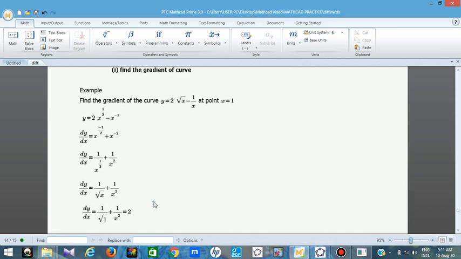So that means the gradient of this function at the point x equals 1 is 2. So that is the answer to this question.